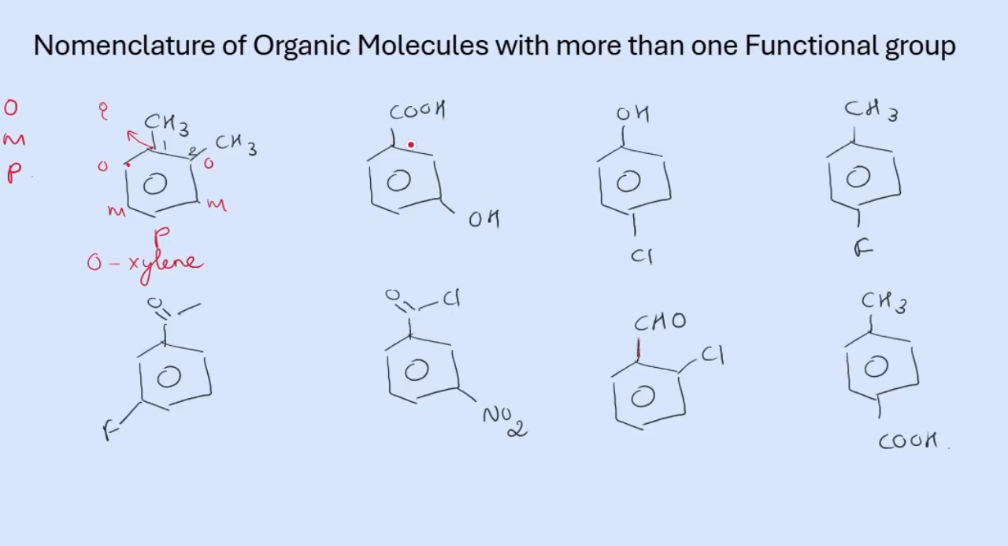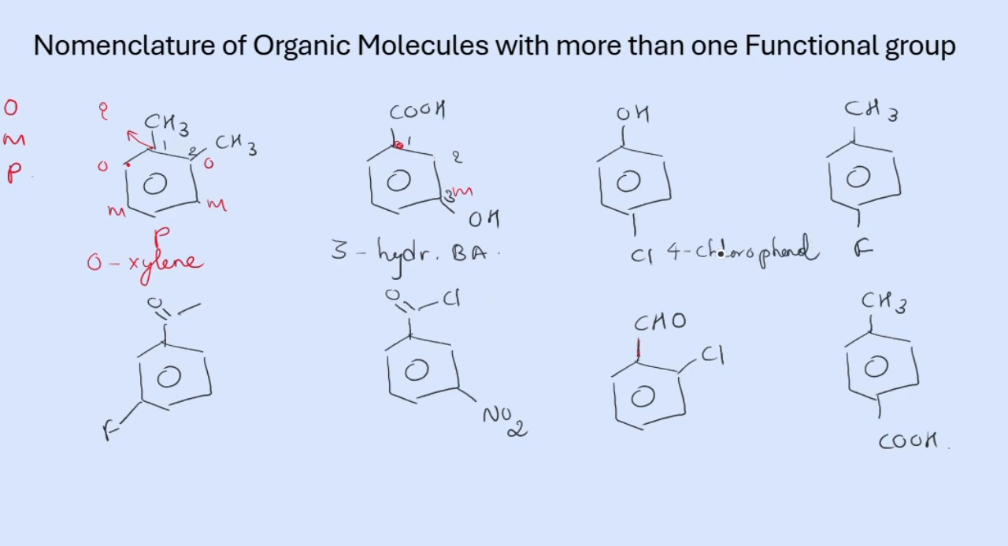For the next molecule, you see COOH is the principal functional group. Therefore, this is the ipso carbon. Then this will become metahydroxybenzoic acid. Or if you want to number it, number from here. So 3-hydroxybenzoic acid. Next, we have OH and chlorine. Generally, the OH is called hydroxy, but when hydroxy is attached to benzene, we call this phenol. That means what? This is parachlorophenol or 4-chlorophenol.